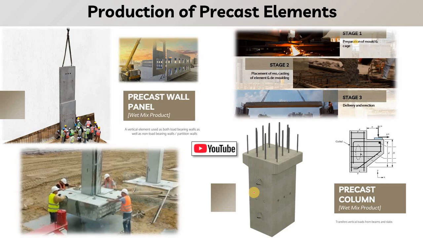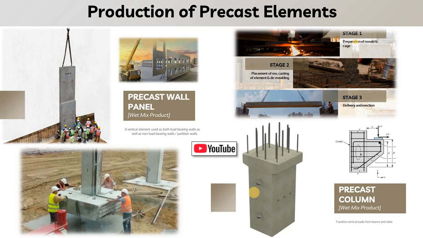If we talk about the production of the precast boundary wall, in the boundary wall there are either columns on the two sides and a sliding panel, or it can be two columns and a hollow core slab, or it can be a single panel. In this video we will not cover the production procedure.